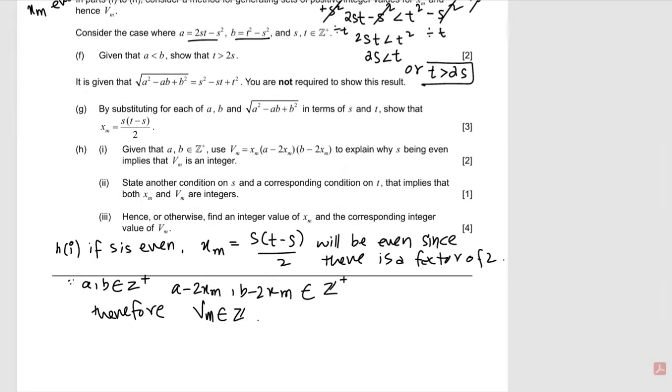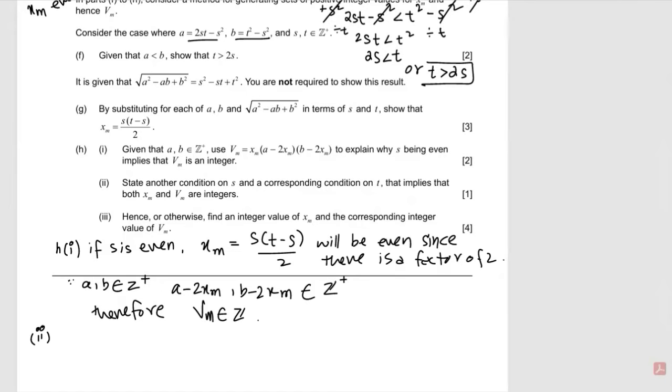Let's move on to part 2, H2. And I am running out of space. Okay, so they are saying state another condition on S and a corresponding condition on T that implies that x sub m and V sub m are integers. All right, so we need another condition now.